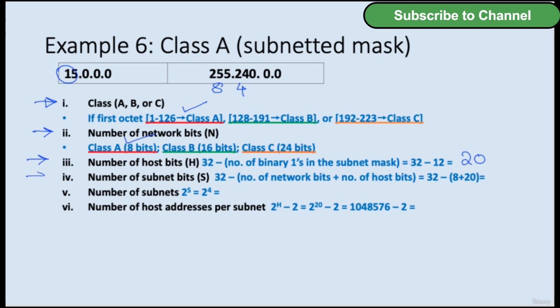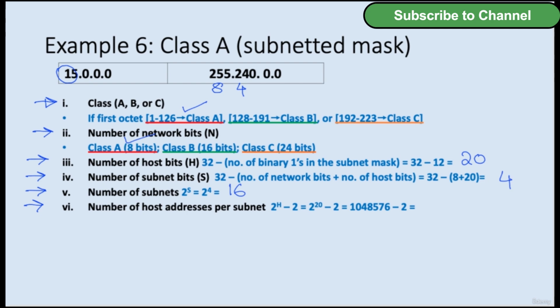And then the fourth item, number of subnet bits. The criteria is 32 minus the number of network bits plus the number of host bits. Network bits are 8 and host bits are 20, so total 28. When I subtract 28 from 32, I got the value 4. And then because of the 4 subnet bits, I got total 16 subnets.